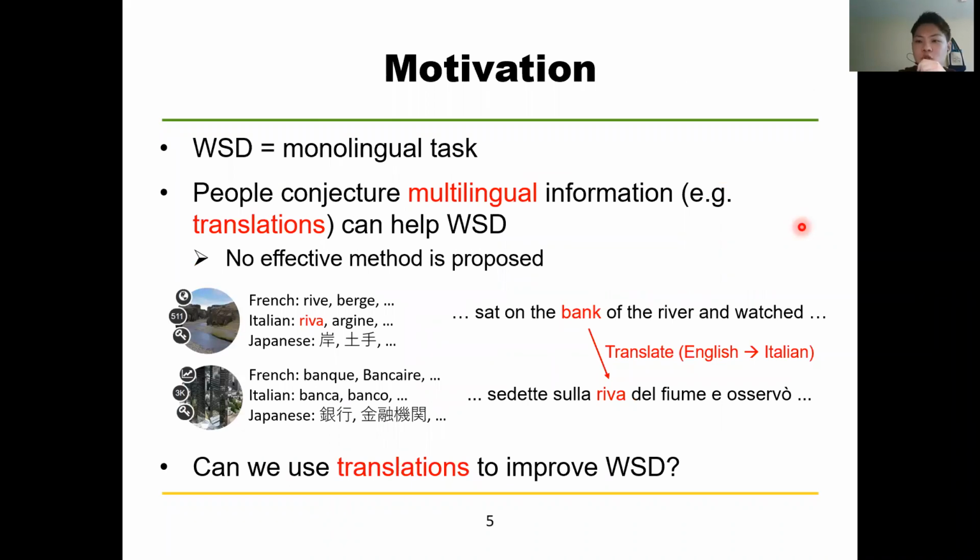So here's our motivation. Although WSD is a monolingual task, it has been conjectured that multilingual information like translations can help WSD, following the intuition here.